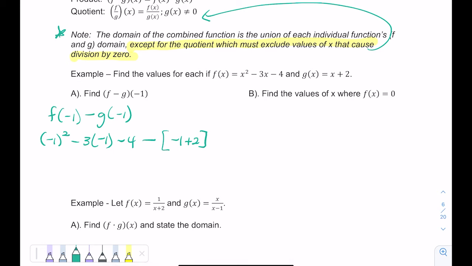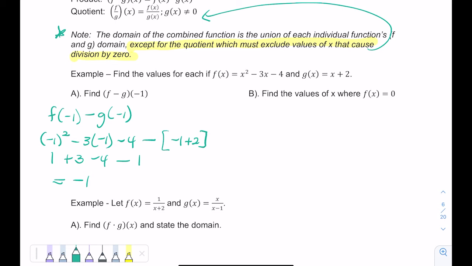So now we have to simplify. (-1) squared is 1. -3 times -1 is +3. Minus 4, minus (-1 plus 2), which is 1. And if I simplify in order, 1 plus 3 is 4, 4 minus 4 is 0, and 0 minus 1 is -1. So that, when you subtract those two functions, you get -1 for your answer, okay?